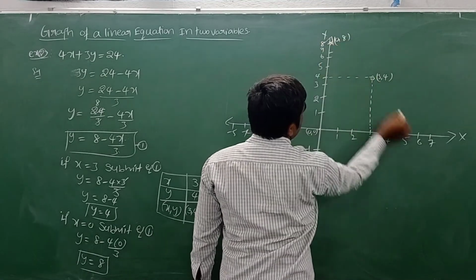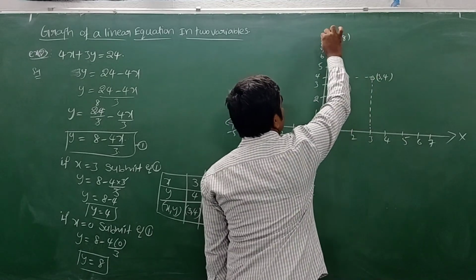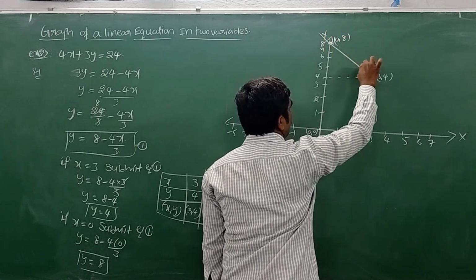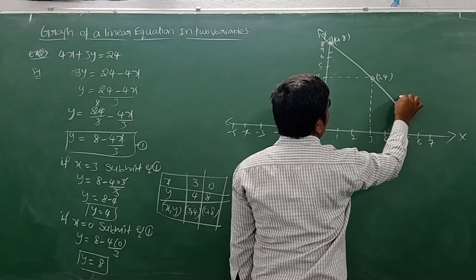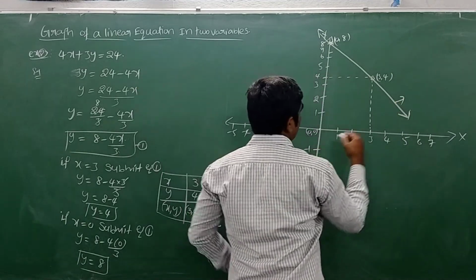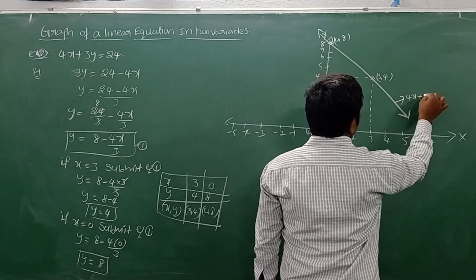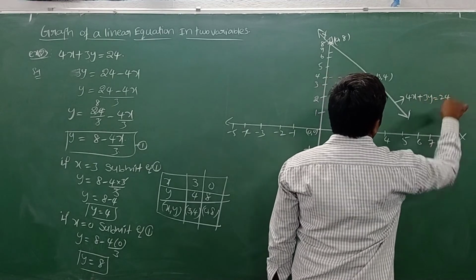Now plot this: join these 2 points by using the ruler and write the line equation. What is the equation? 4x plus 3y is equal to 24.